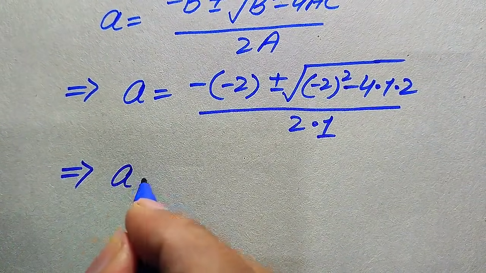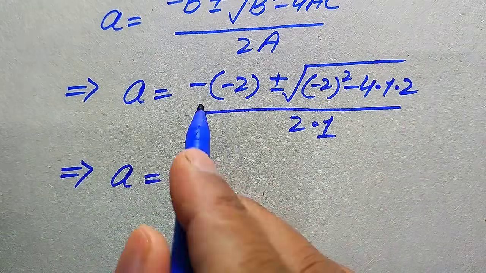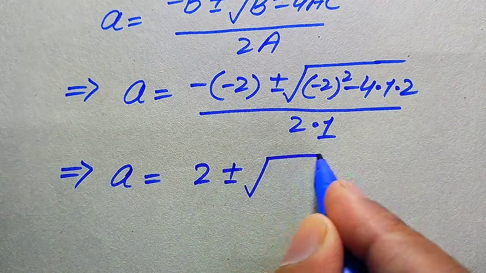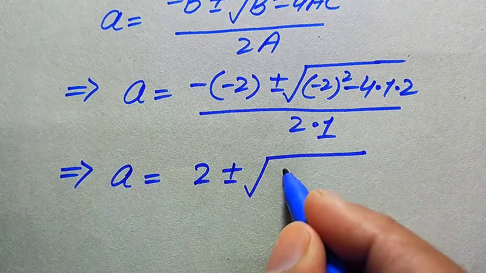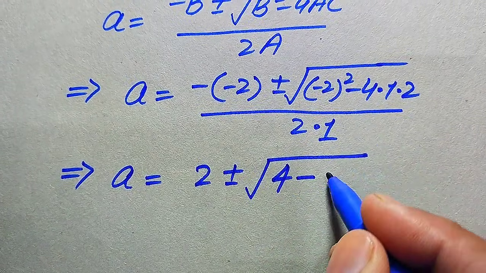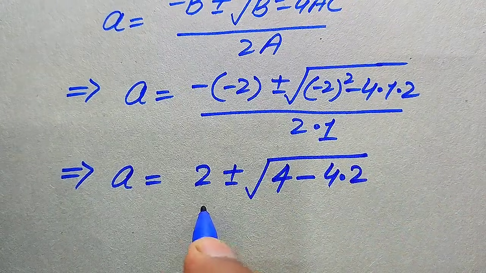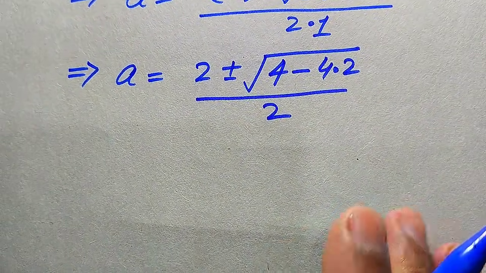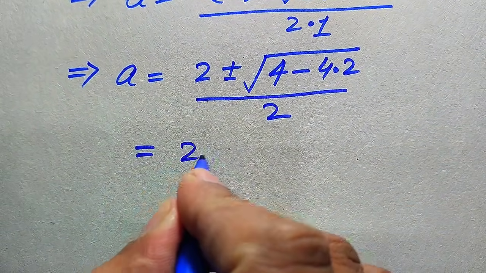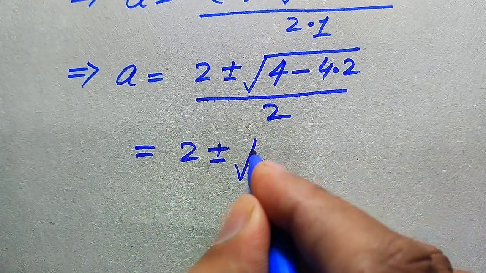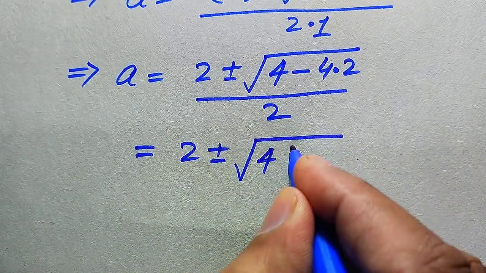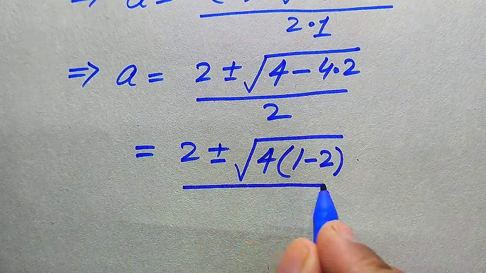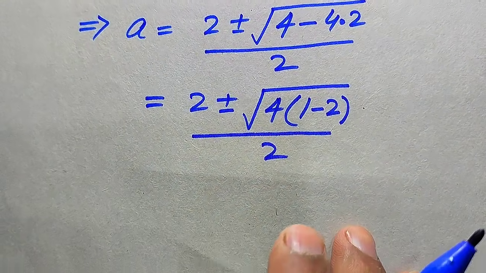Further in the next step we need more simplifications, and it will be written as this is minus times minus becomes plus 2, and ± √((-2)² becomes 4 minus this is 4 times 2), and it is divided by 2 times 1 equals 2. And now in the next step we have this is 2 ±. Here we need to take common 4 inside the square root, and we get the remaining values are 1 - 2, and it is divided by 2.